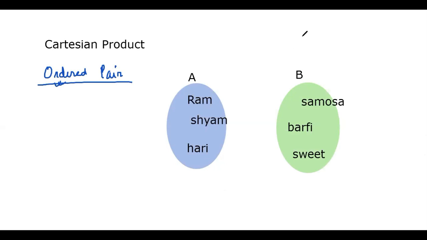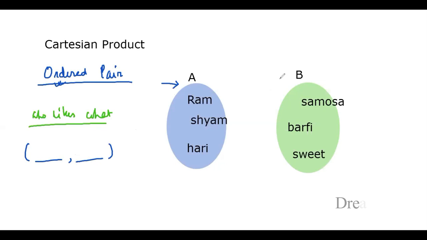Now I have to collect the data. The data is about who likes what. Suppose this is a survey I want to collect. For that, I'm going to make a system. I'll write a bracket and fix two places. The first place I reserve for the name of the person, and the second place I reserve for the item which is liked by that particular person.